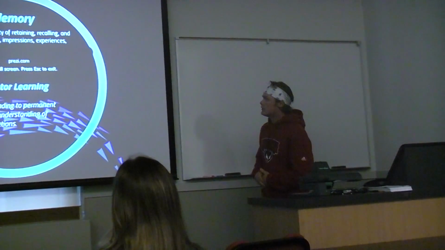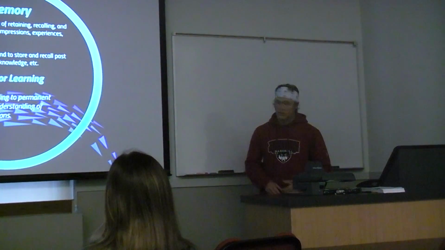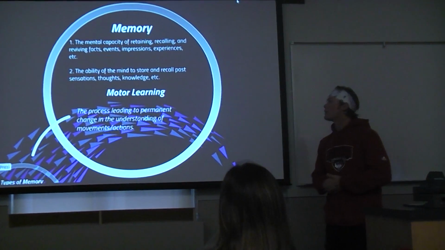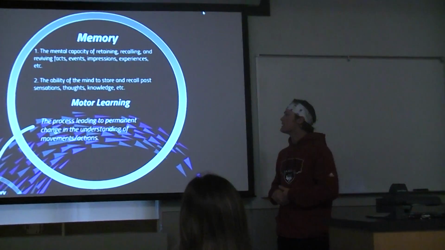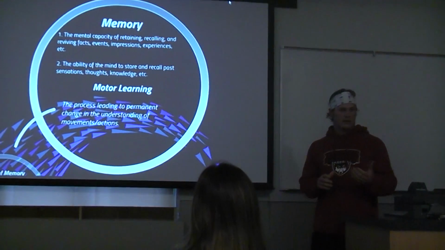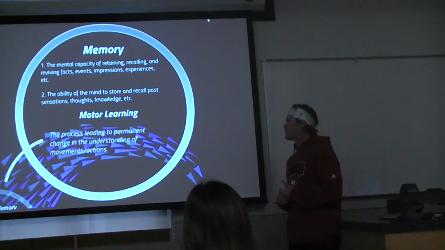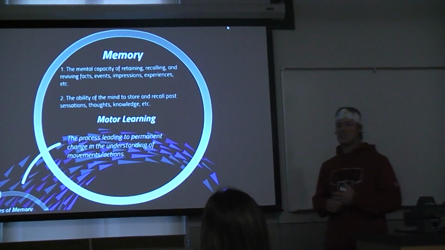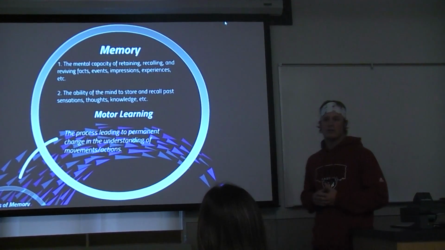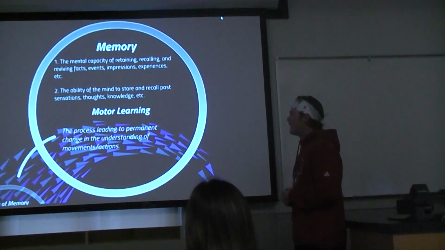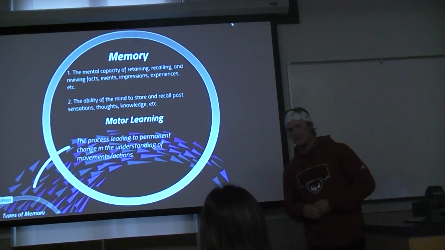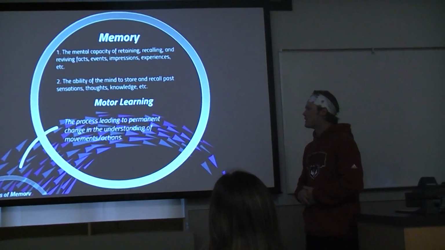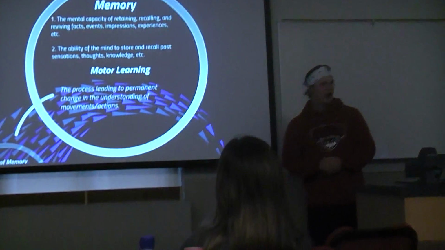So as you see, we've got our two definitions of memory. Memory is the mental capacity of retaining, recalling, and reviving facts, events, impressions, experiences, etc., or the ability of the mind to store and recall past sensations, thoughts, knowledge, etc. So in essence, it's your body's ability to remember something in your life. And then, just for the sake of this class, we put what motor learning is in there: the process leading to permanent change in the understanding of movement or action.